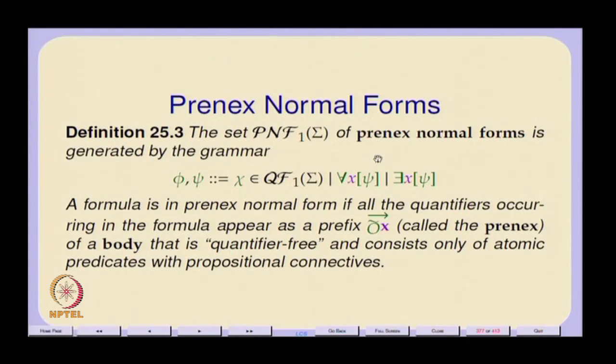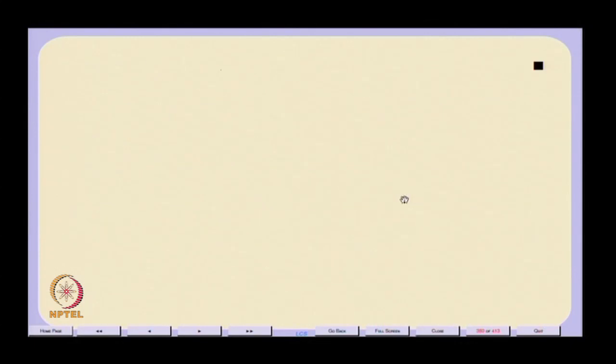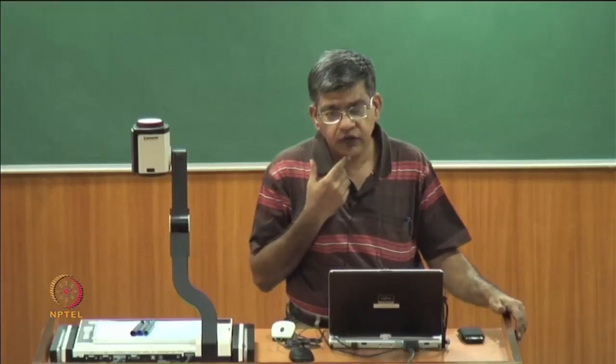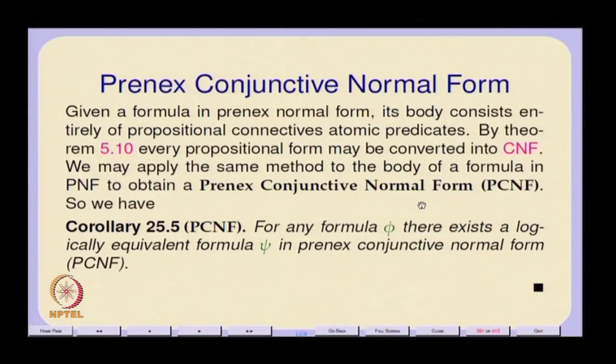This is important. Then we had the Prenex normal form theorem, which essentially states that you can convert any formula phi into a logically equivalent formula psi in Prenex normal form. And of course, since the body is quantifier free, it can be transformed into a conjunctive normal form, essentially the way in which propositions can be transformed into conjunctive normal forms.